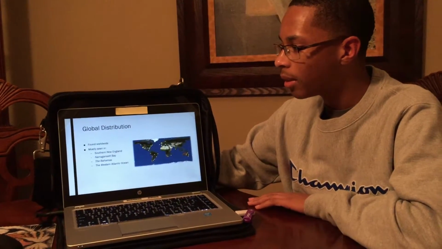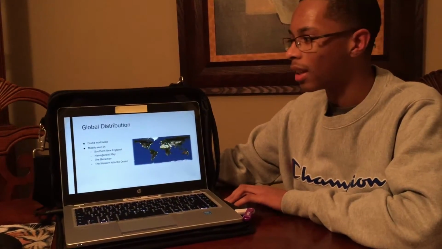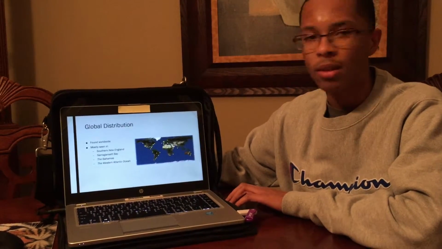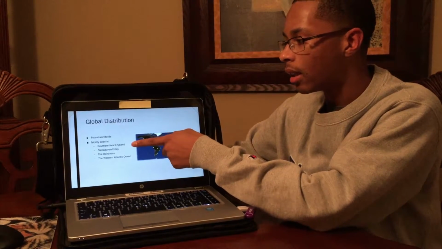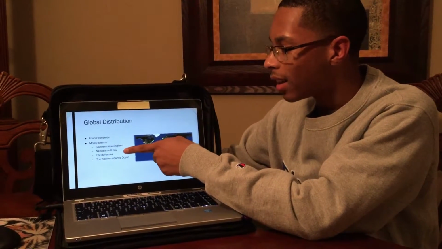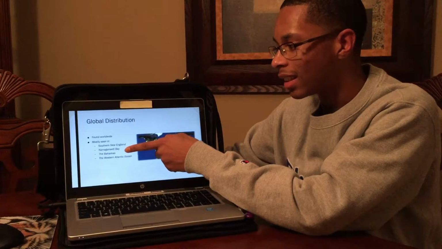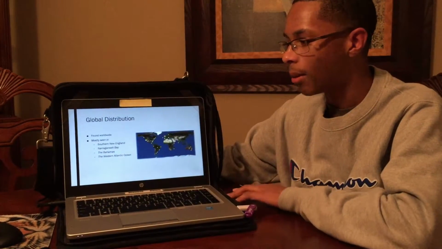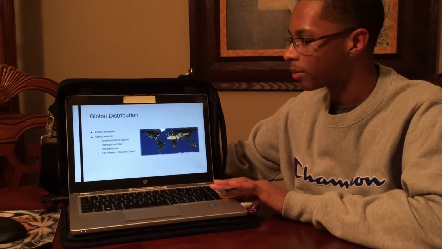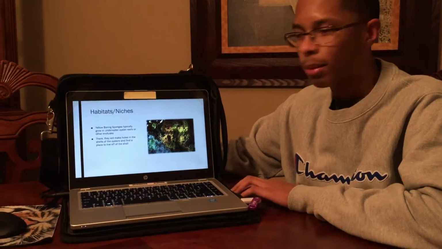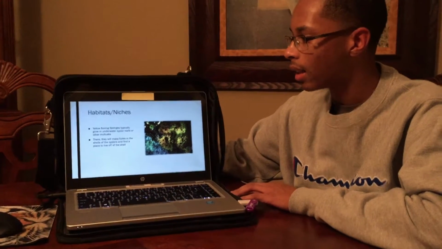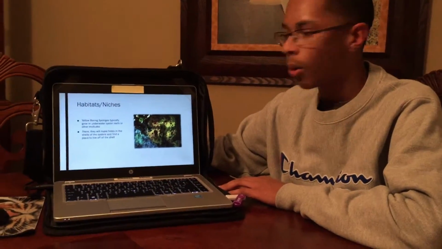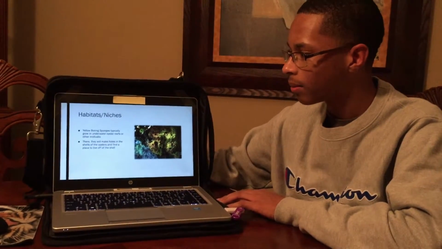For global distribution, the boring sponge is found worldwide. However, it's mostly seen in southern New England, the Narragansett Bay, the Bahamas, and the western Atlantic Ocean. For habitats and niches, the yellow boring sponge is usually found underwater in oyster reefs or other mollusks.